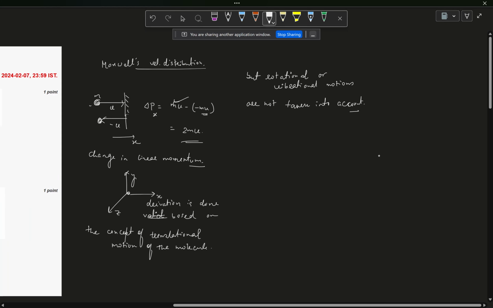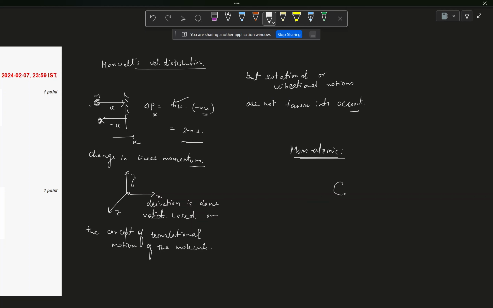motion that is counted in the degrees of freedom of that monoatomic gas is basically the translational motion, because in the monoatomic case there is only a single atom in a molecule. So this is a single atom that the molecule consists of. Then this molecule can have translational motion in the x direction, y direction or z direction. It can have no other motion because the degrees of freedom is defined like that.